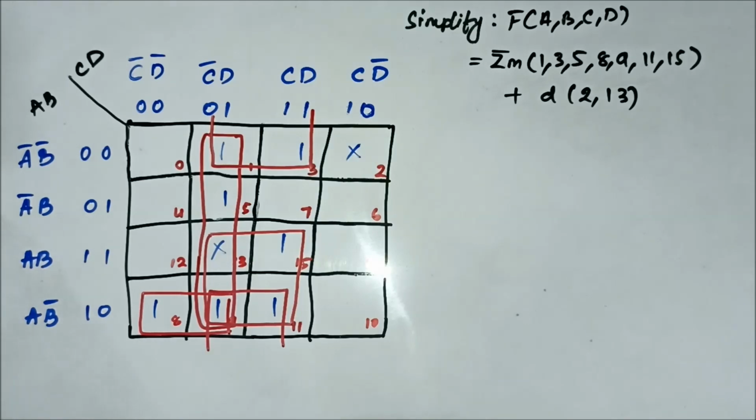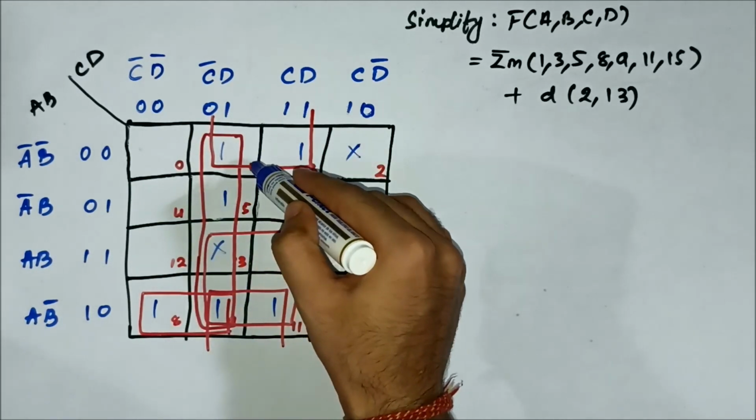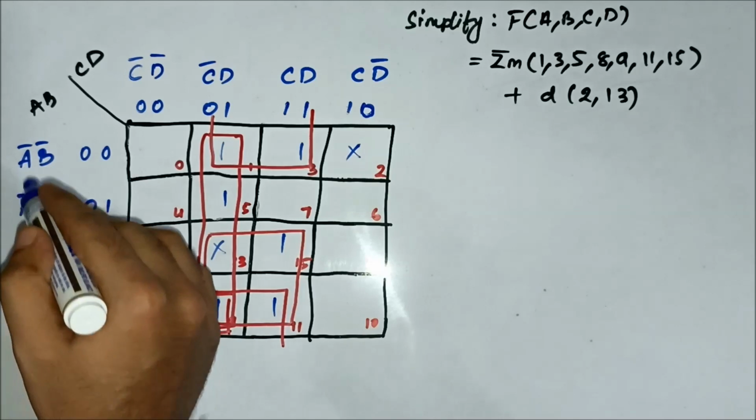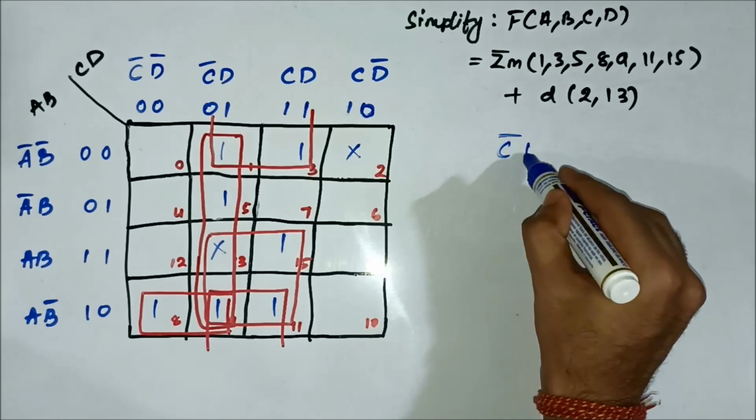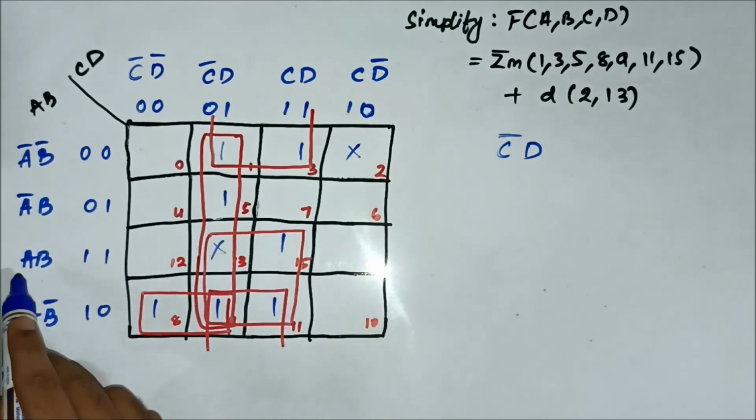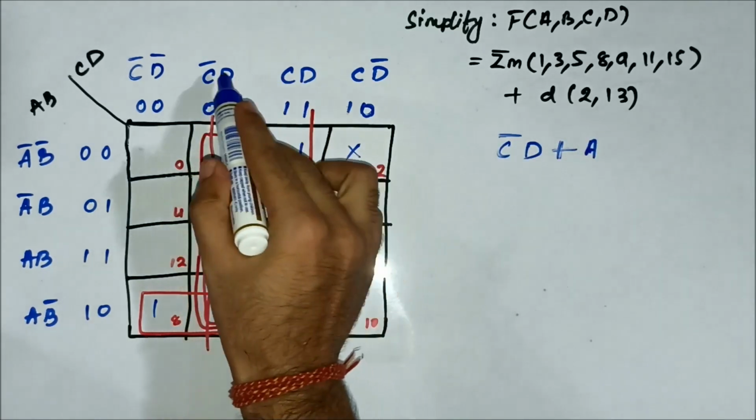So now we have to identify the common variables. Please pay attention here. For this quad involving cells 1, 5, 13 and 9, in the horizontal side there is nothing common, in the vertical side we have C bar D common. For this quad involving cells 13, 15, 11 and 9, in the horizontal side we have A common, the vertical side we have D common.